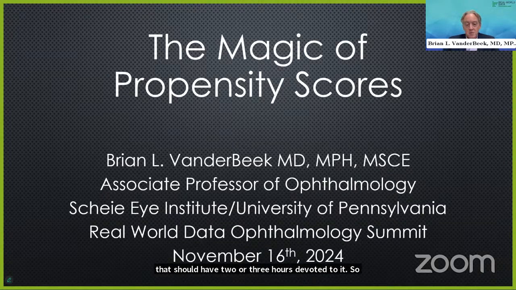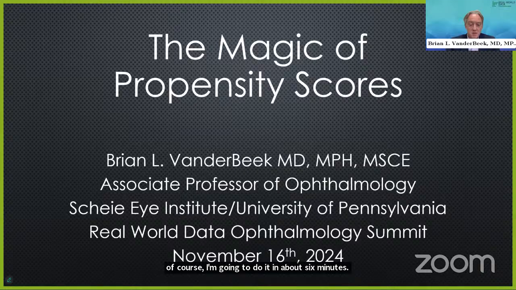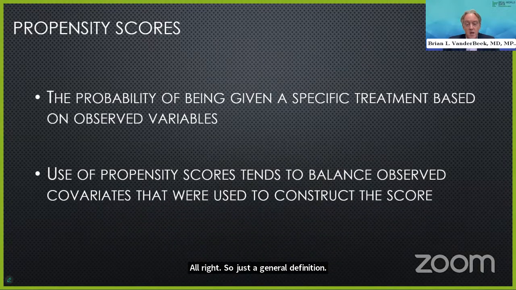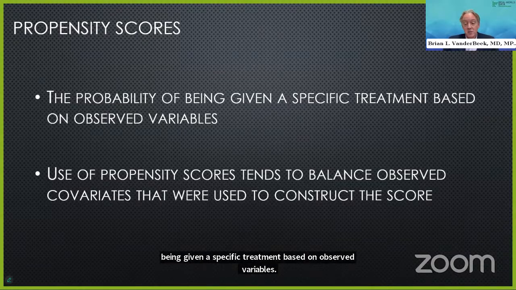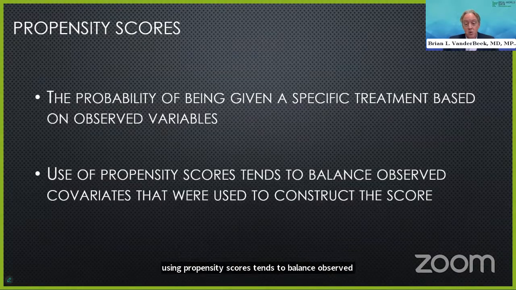All right. So just a general definition of a propensity score. Quite simply, it's the propensity or probability of being given a specific treatment based on observed variables. Using propensity scores tends to balance observed covariates between comparison cohorts, which is the goal, to try and get as close to an apples to apples comparison as you can in any real world study.